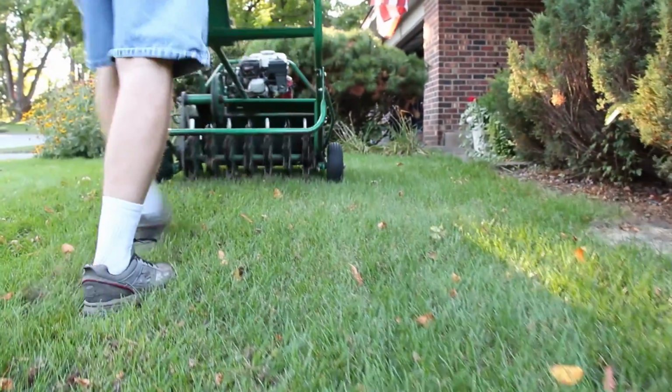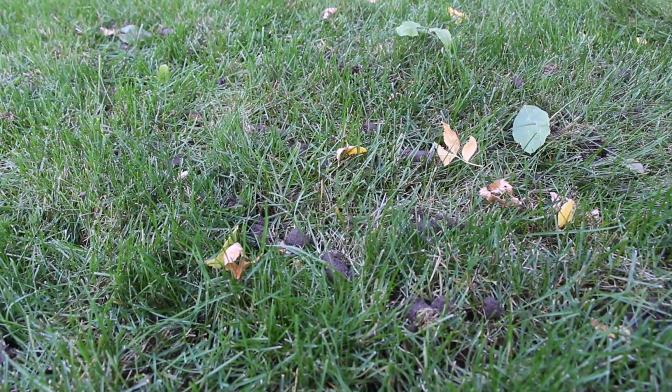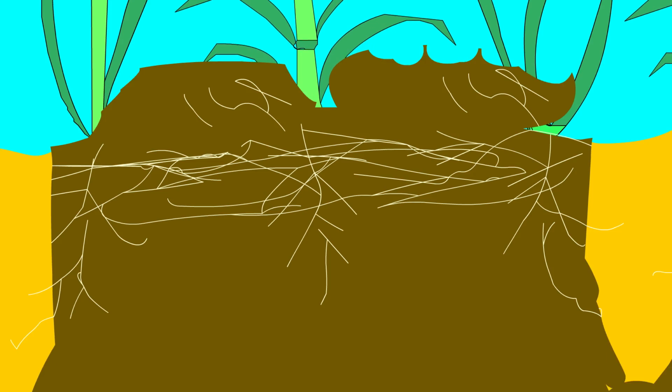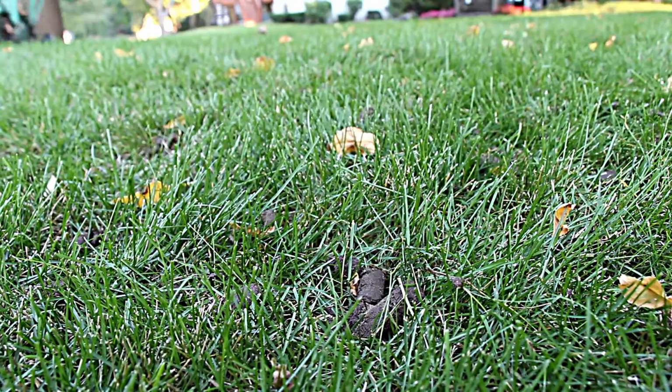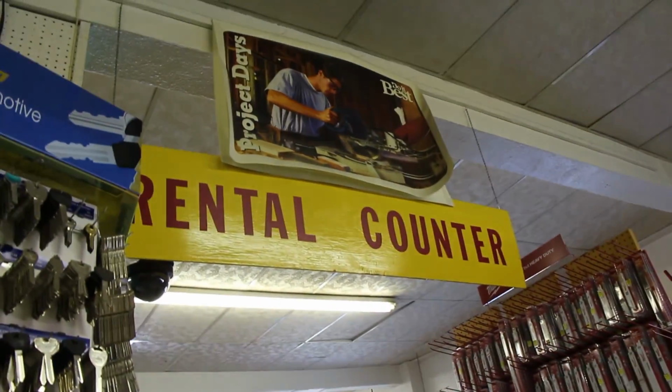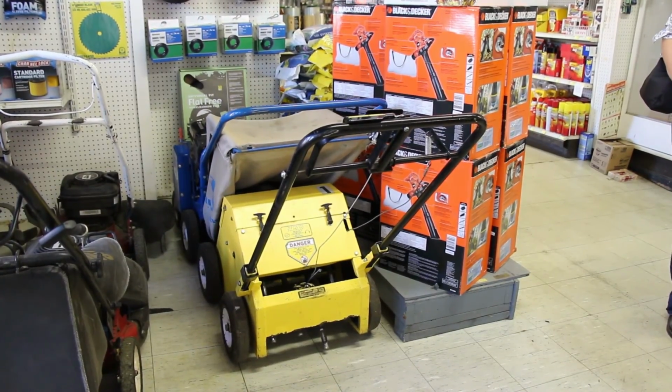Core aeration is the best way to aerate. The dirt cores stay on top of your lawn. They soon break down, returning the nutrients in the cores to the soil. The best time to aerate is in the fall. You can rent a core aeration machine at the hardware or home improvement store.